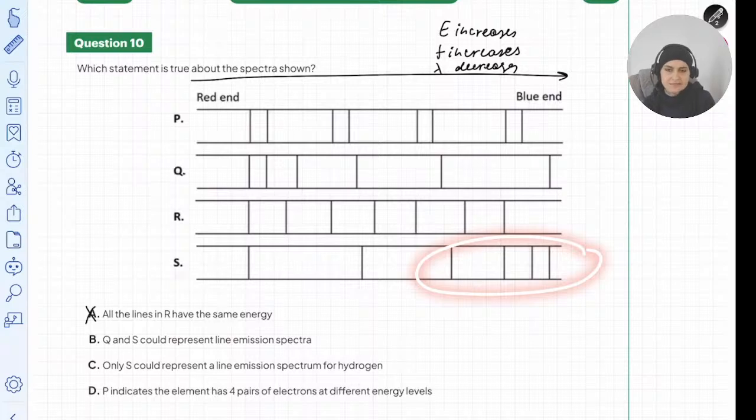So S, yes, S is the emission spectrum. In Q, the opposite happens. So Q would appear if we had larger gaps at higher energies, right? Because the lines get further away. So Q is not an emission spectrum because it never happens in real atoms. In real atoms, energy levels get closer to each other at higher energy. So it's not B.